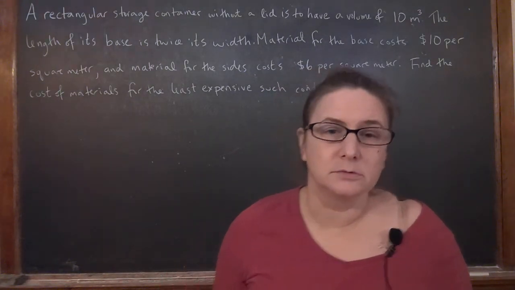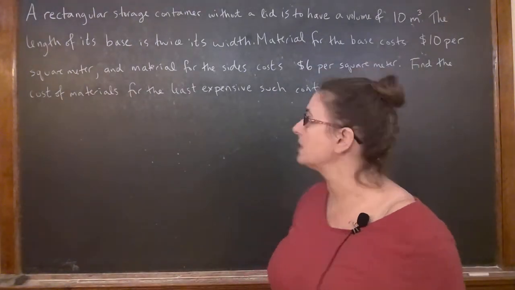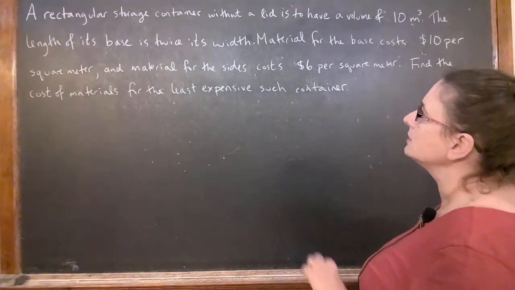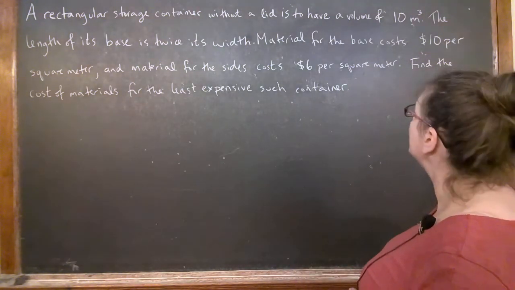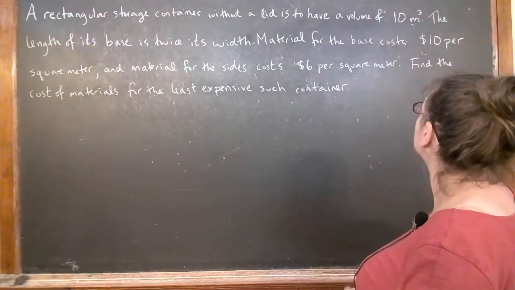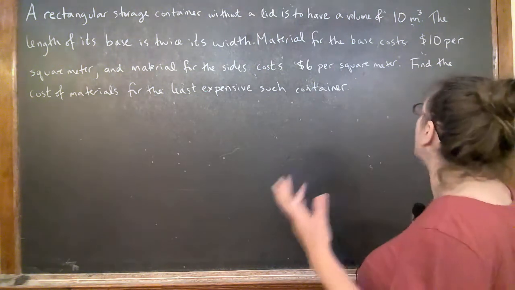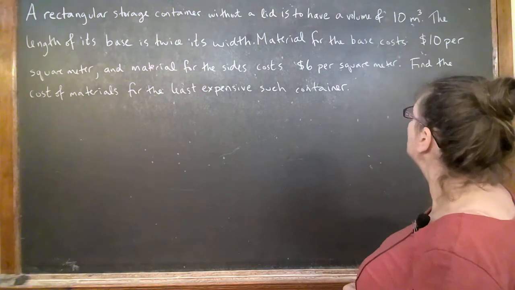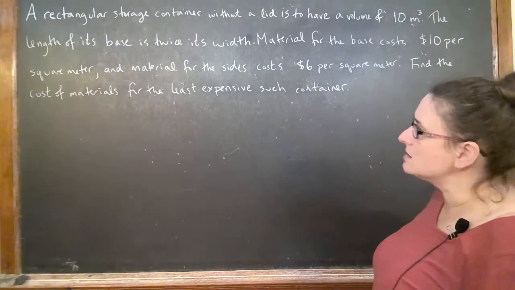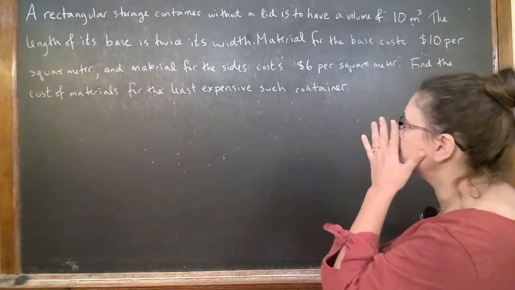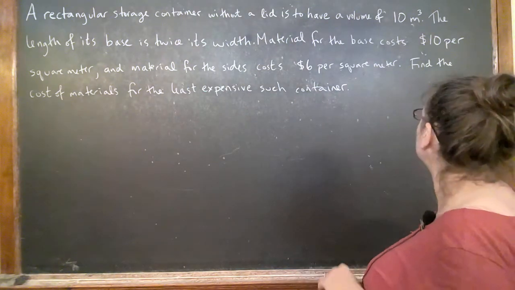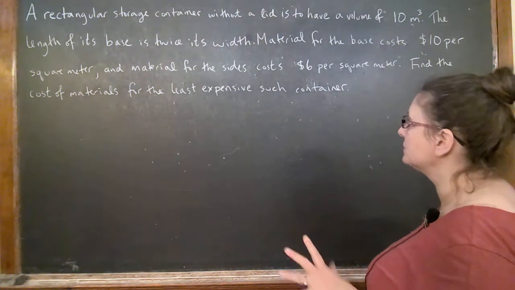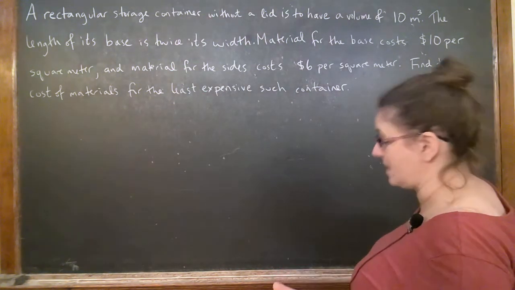This is a problem about some sort of shipping container or something. A rectangular storage container without a lid is to have a volume of 10 cubic meters. So it's a big box, right? The length of its base is twice its width. Material for the base costs $10 per square meter, and material for the sides costs $6 per square meter. Find the cost of materials for the least expensive such container.